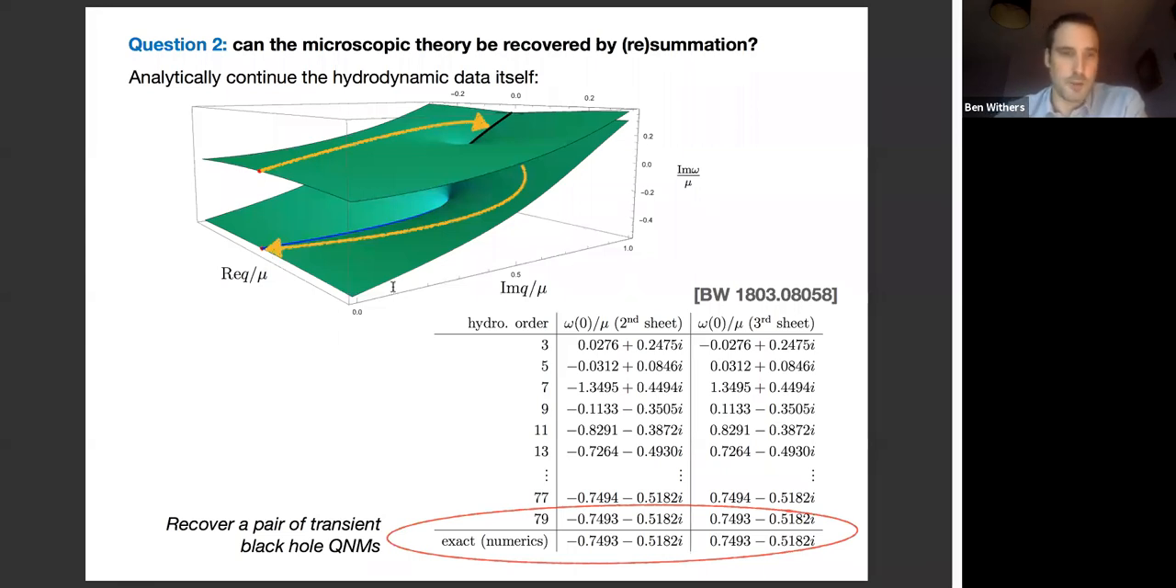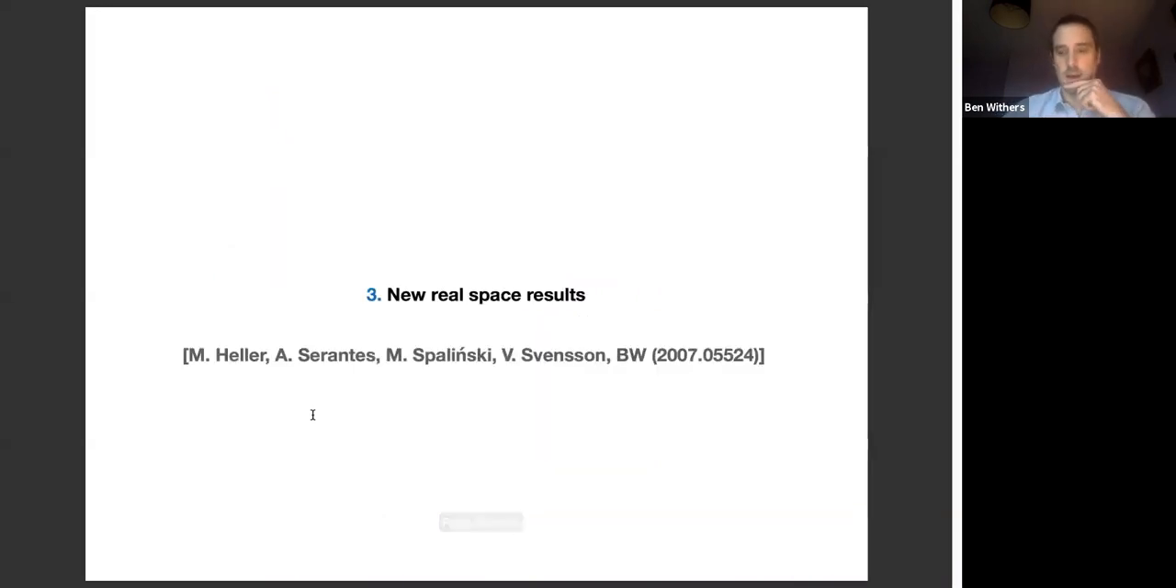So I would like very much to see a more systematic way of doing this, but I'm unaware of one that works. Okay, so that concludes the discussion of dispersion relations. If anyone has any questions about dispersion relations, that would be a good time. Otherwise, I'll move on to the real space results, the more recent results.